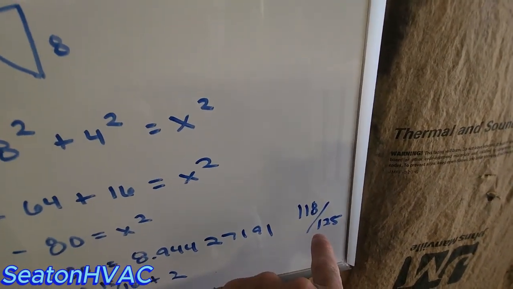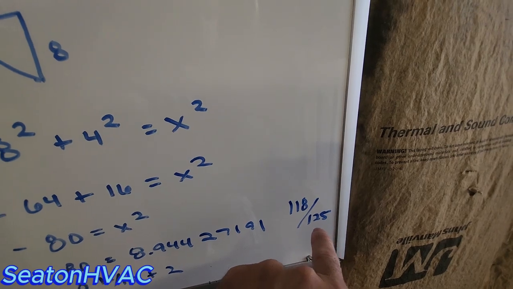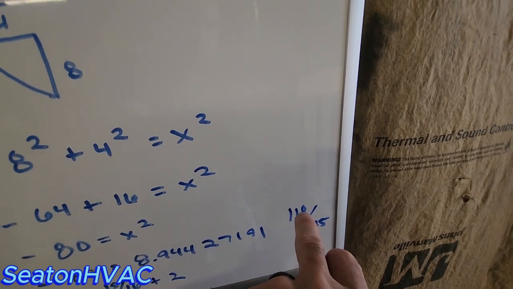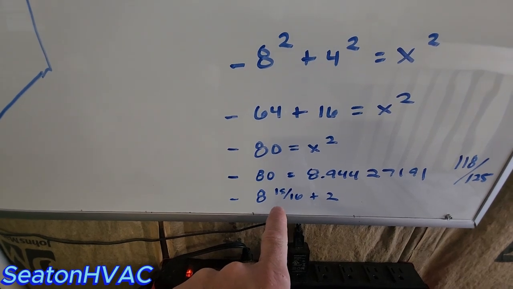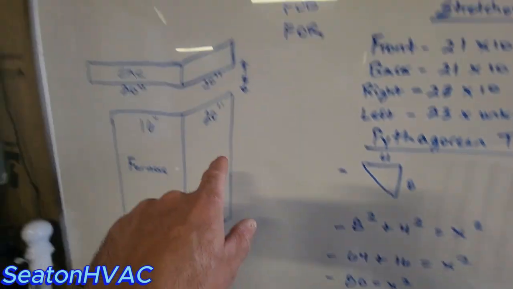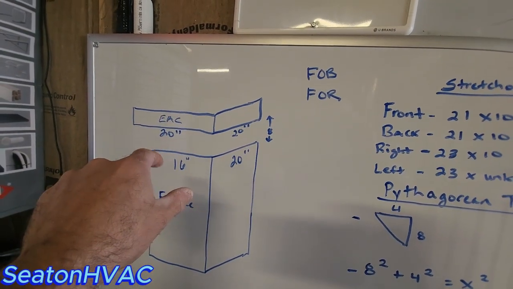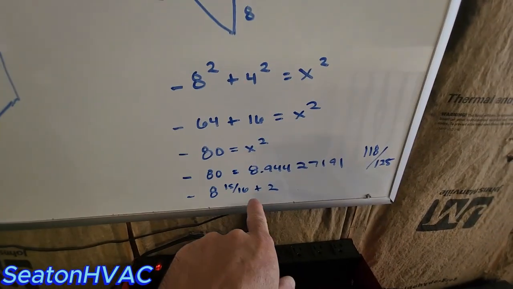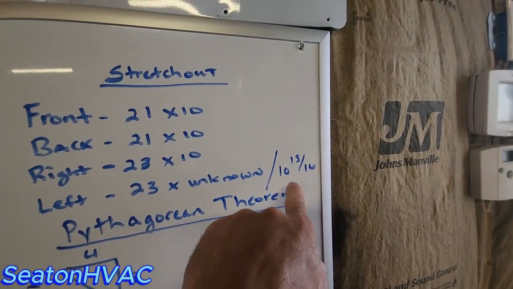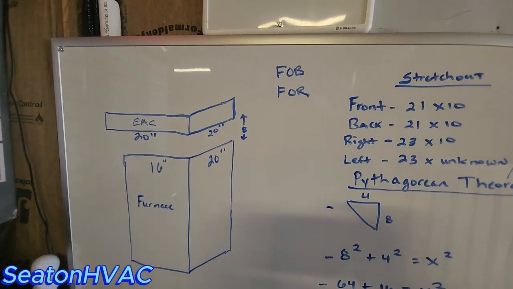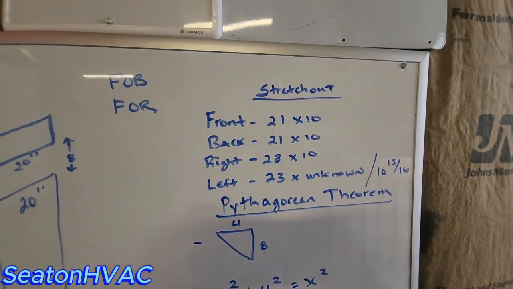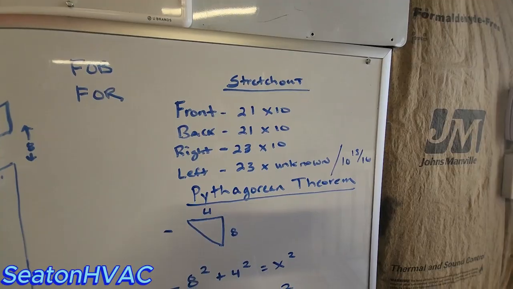Or 118th out of 125. We're not going to do that. That's not on your tape measure. We're going to go 8 and 15/16 plus your 2 inches for your hem and flange, and your 1 inch in. So that's where we get our 10 and 15/16 from. So I did all the math. Now let's get our pieces cut, and I'll show you how we prep those.